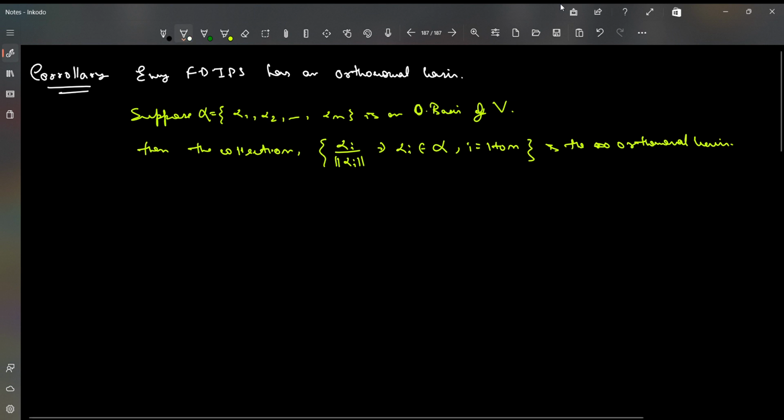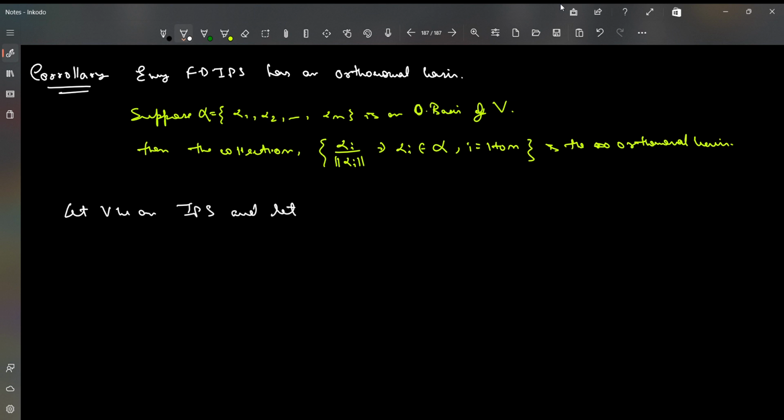Recall we had a matrix representation of an inner product. So let V be an inner product space, and let alpha 1 to alpha n be a basis of it. We are assuming a finite dimensional inner product space. Recall that we used to give the matrix of the inner product as G_kj equals the inner product of alpha j and alpha k, right? Clear?